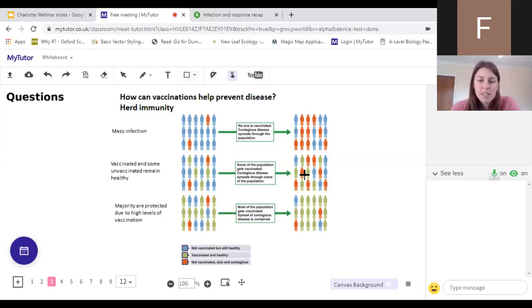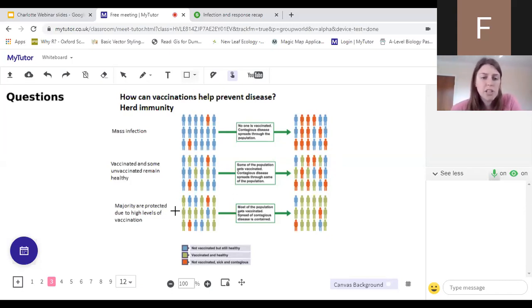So the vaccinated people here are starting to provide a bit of a shield to the unvaccinated but healthy people. So you see this green person stood between a blue and a red. So it's providing a bit of a shield so that the unvaccinated and healthy person isn't exposed to the unvaccinated and sick person.